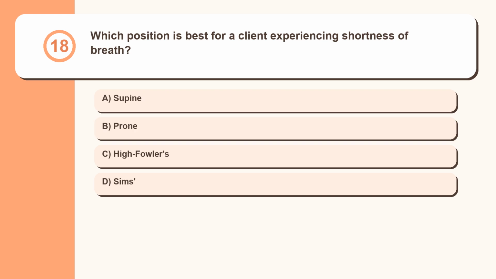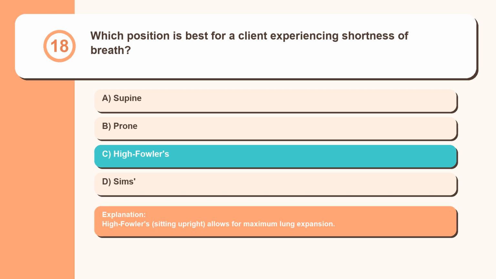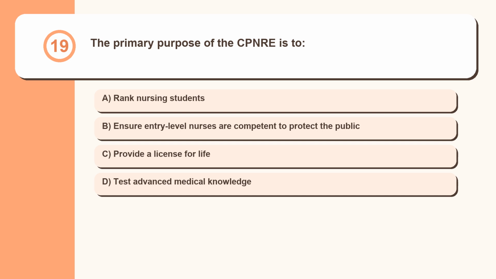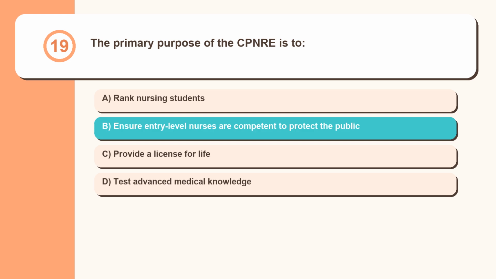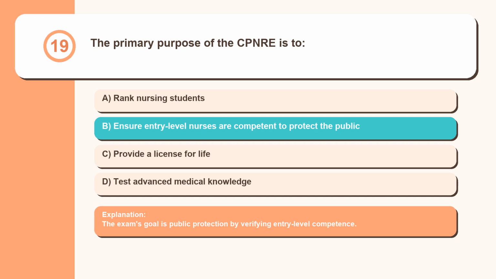Question 18. Which position is best for a client experiencing shortness of breath? Supine, prone, high Fowler's, Sims. High Fowler's, sitting upright, allows for maximum lung expansion. Question 19. The primary purpose of the PNRE is to rank nursing students, ensure entry-level nurses are competent to protect the public, provide a license for life, or test advanced medical knowledge. The exam's goal is public protection by verifying entry-level competence.